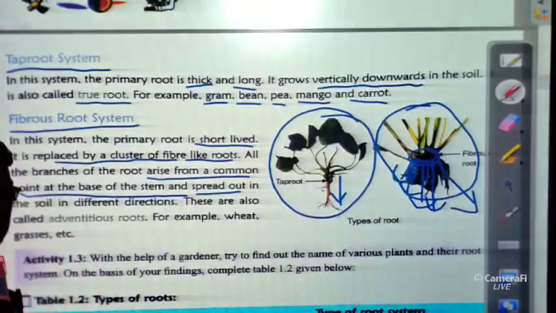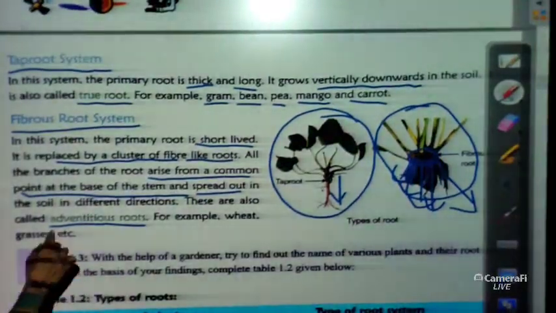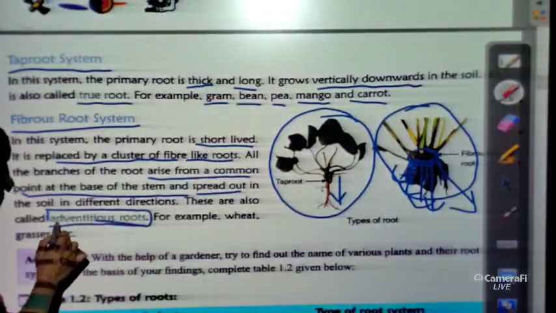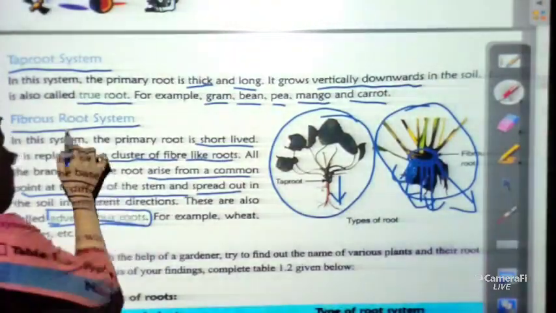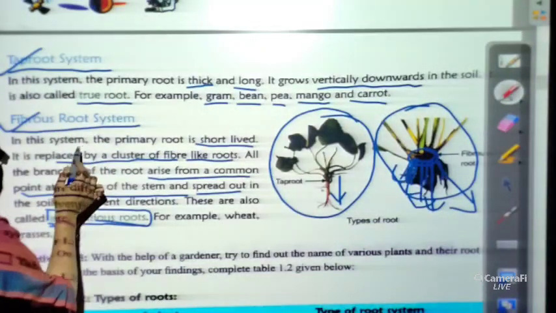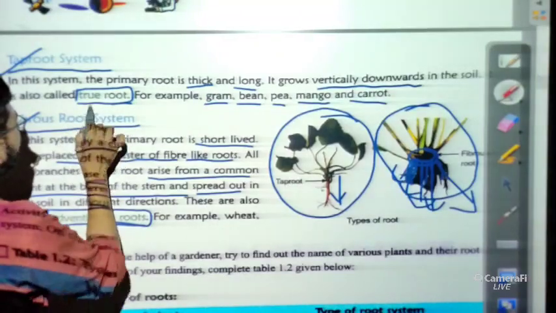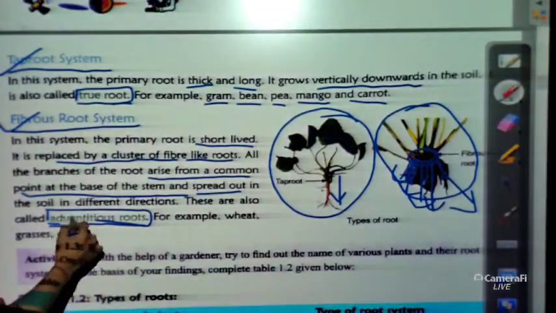Okay, so these are also called adventitious roots. If you don't remember these terms, no problem, but the fibrous root and tap root systems, you have to remember. If you don't want to remember these extra names, no problem.